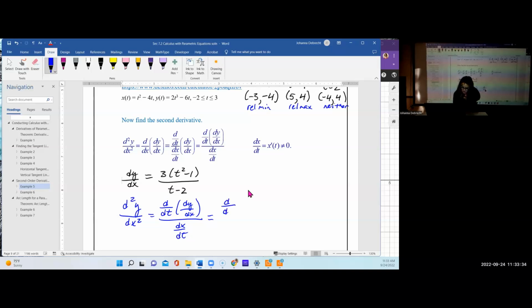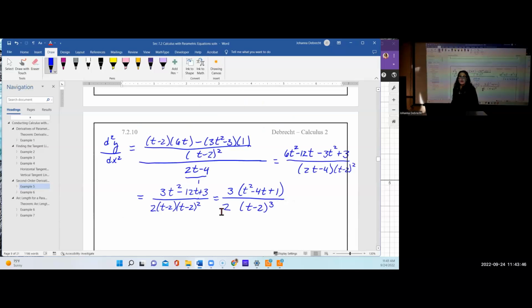So this is going to be the derivative with respect to t of, and I'm going to multiply out the 3 times the t squared minus 1, just to make it easier to take the derivative. 3t squared minus 3 over t minus 2, over, now what is dx dt? Well, x is up here again, so dx dt would be 2t minus 4. Now I need to take the derivative of that numerator, which is a quotient, so you're going to have to do the quotient rule. Okay, so I've gone ahead and written out for you the second derivative by taking the derivative of the numerator using the quotient rule.